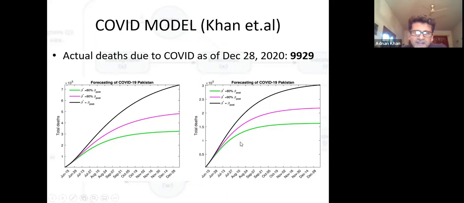What was our best result? Our best result was right here, this green line. So, you know, you're masking, you're socially distancing, you have a good quarantine going.